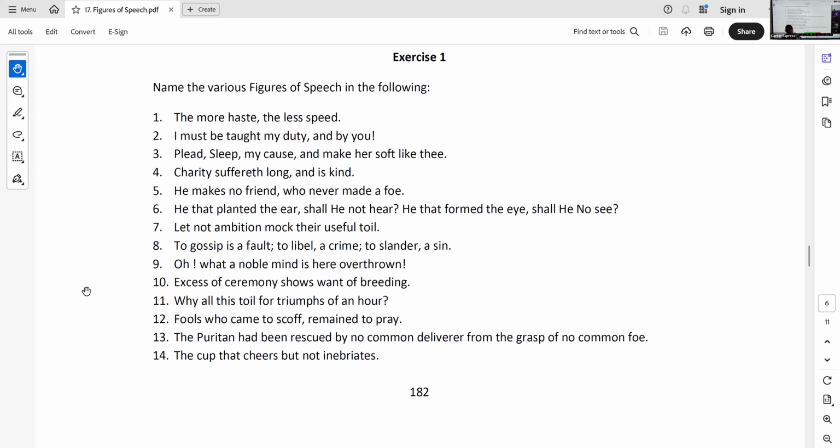5. He makes no friend who never made a foe. Epigram. Correct. It's a saying. But what is the difference between an epigram and a general idiom? Like honesty is the best policy. Is that an epigram? No. What is the difference? Epigram is a brief, pointed saying.